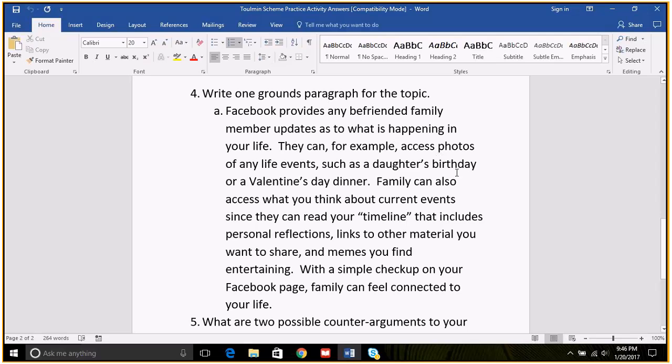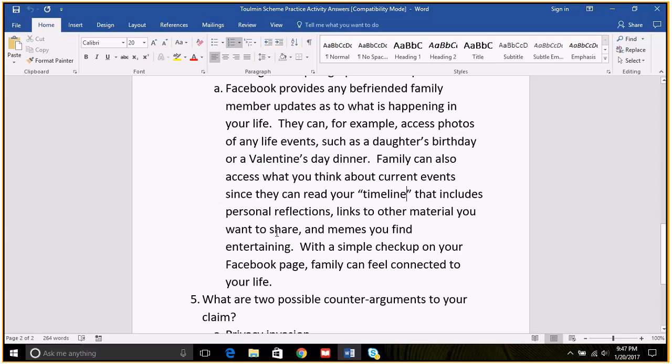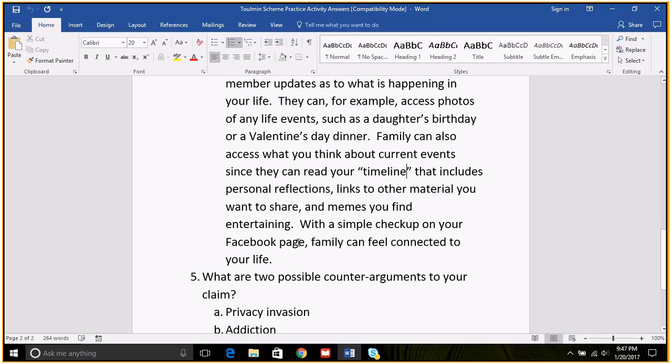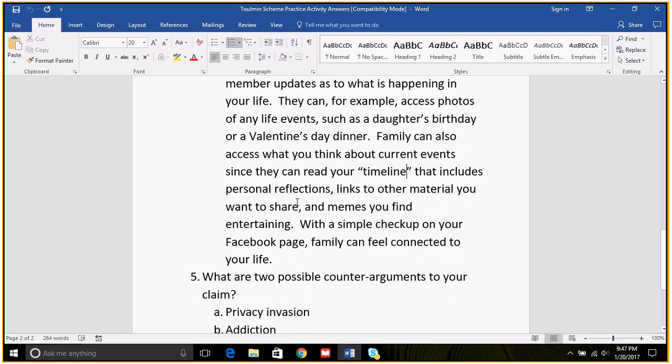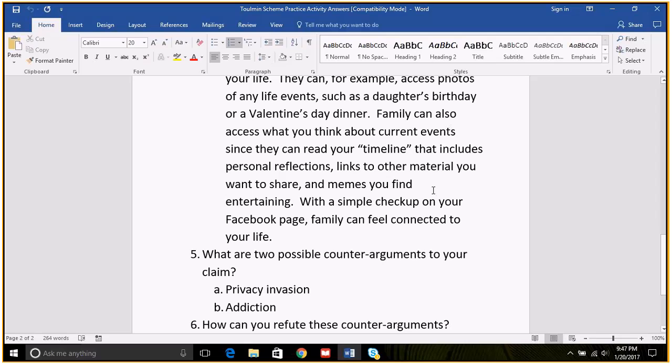It's called a timeline. So if we look at our examples here, they can, for example, access photos of any life events. Notice here I've got some specific examples, such as a daughter's birthday or a Valentine's Day dinner. Family can also access what you think about current events, since they can read your timeline. That includes personal reflections, links to other material you want to share, and memes you find entertaining. So here I've tried to give examples of how your family can get to know you a little bit better based on just your Facebook page. With a simple checkup on your Facebook page, family can feel connected to your life.